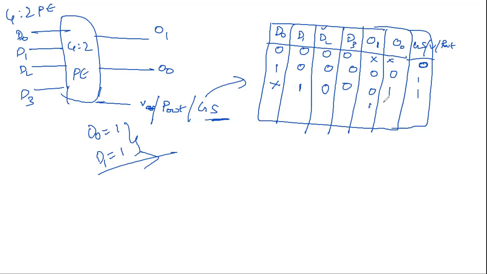I want 1 0 as output. 1 0 output means what? D2 must be 1, D3 must be 0. Remaining all are don't cares. If I want 1 1, D3 is 1, remaining all are don't cares. So for all conditions, the output will be 1.